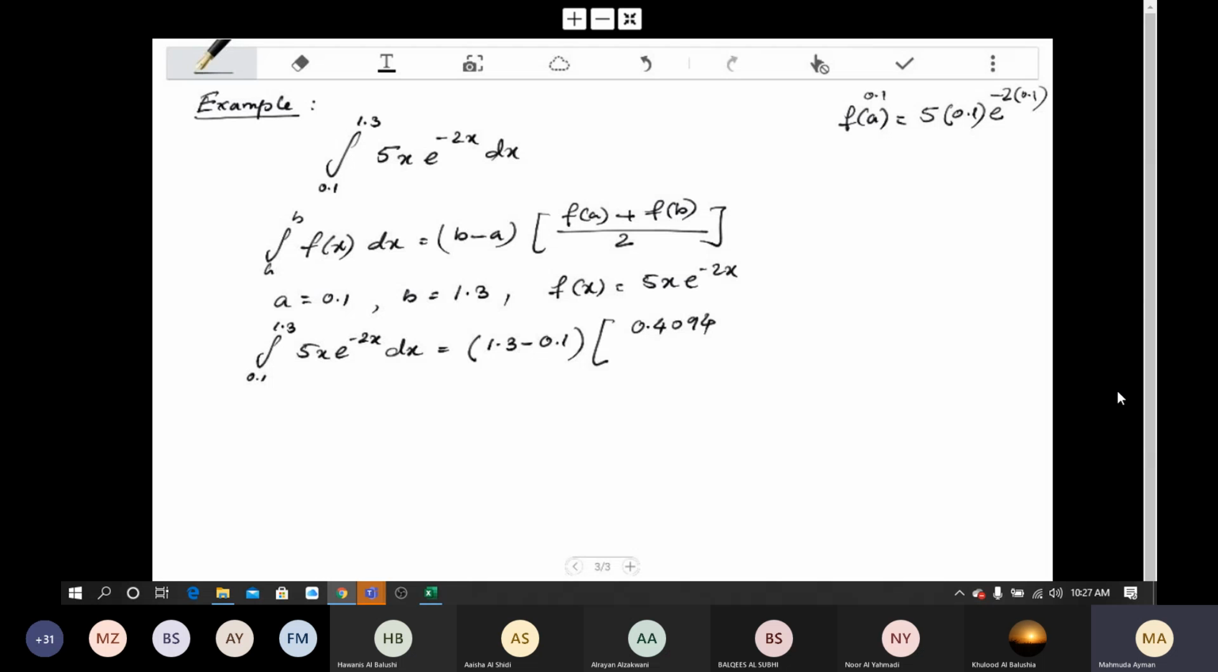And then we have plus f of b. So f of b, which is 1.3. So we have 5 times 1.3 times e to the power minus 2 times 1.3. What is the value for this? Okay, so 0.4827. Okay, divided by 2. Great.